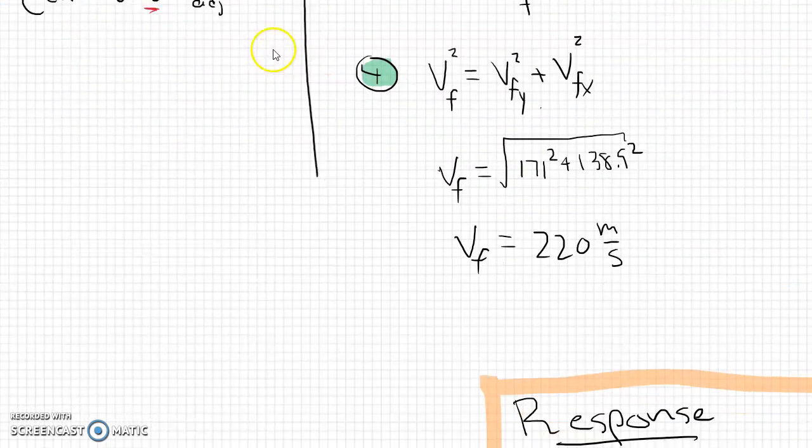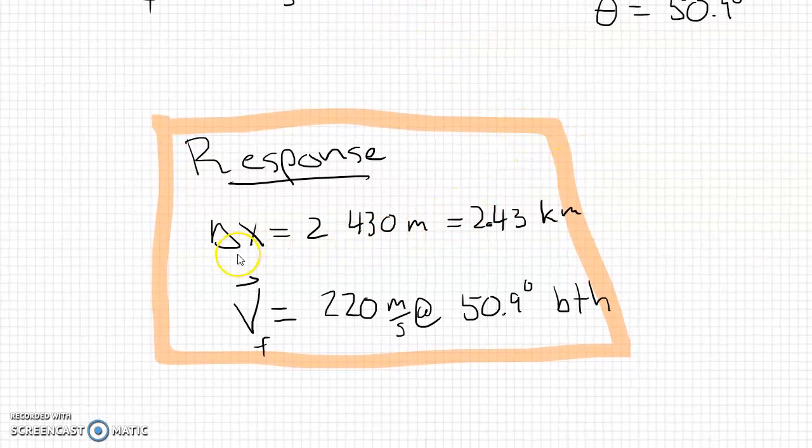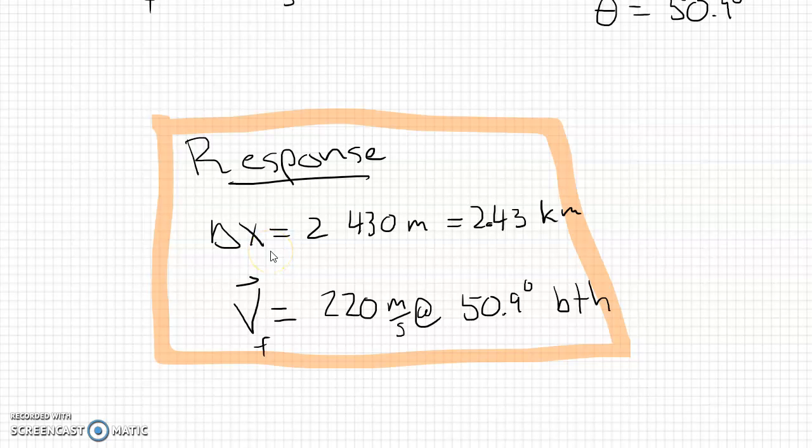So for a final answer, to respond to what we've been asked to do, we know that it's going to travel, and again, we were just asked for the distance, so we're not really worried about the direction, about 2.43 kilometers. It's going to travel horizontally, and the final velocity is going to be 220 meters per second, 50.9 degrees below the horizon.